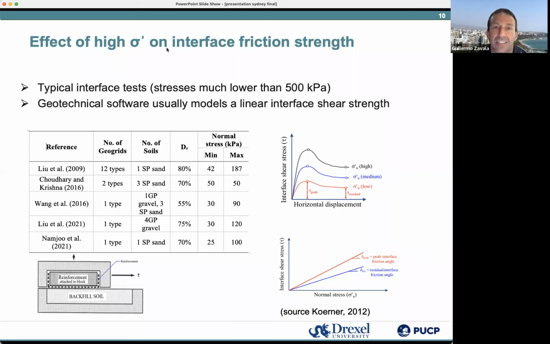Here are studies on interface friction strength, but you can see that all of these that we have collected are much lower than 500 kPa. They don't even make it to 200 kPa. So that's why I'm saying in the literature there's not a lot of studies that capture this curvature.